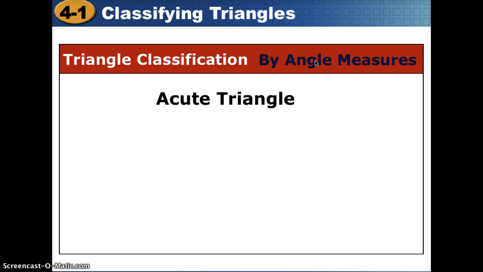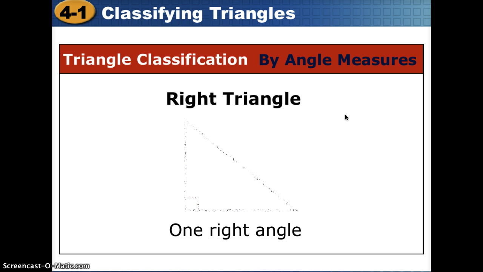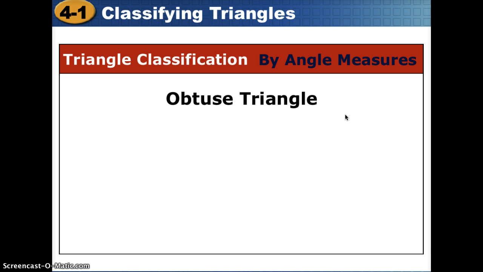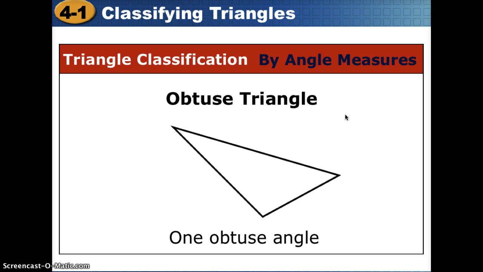We could have an acute triangle where we have three acute angles. We could have an equiangular triangle where we have three congruent acute angles, and those would all be 60 degree angles. Or we could have a right triangle where we have one and only one right angle, and the other two angles would be acute. Or we could have an obtuse triangle, where we have one obtuse angle, and the other two are acute.